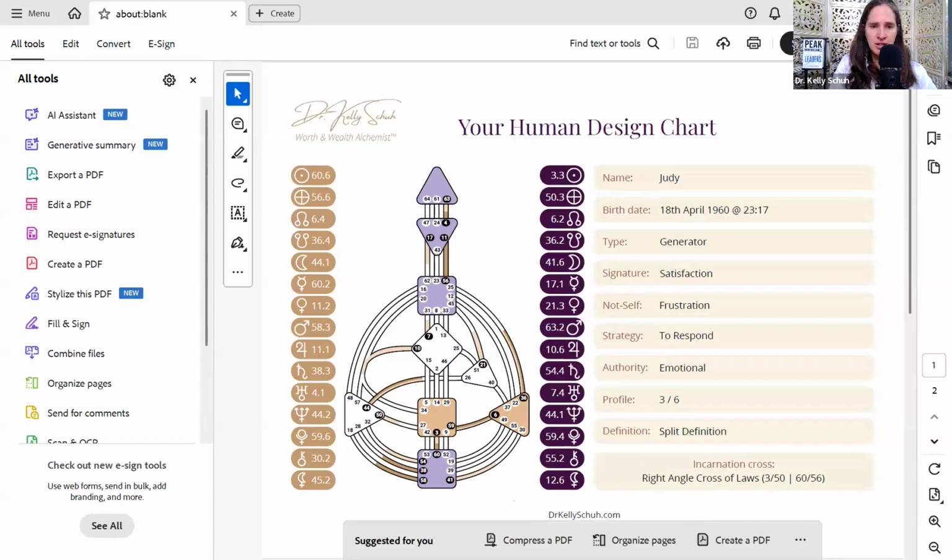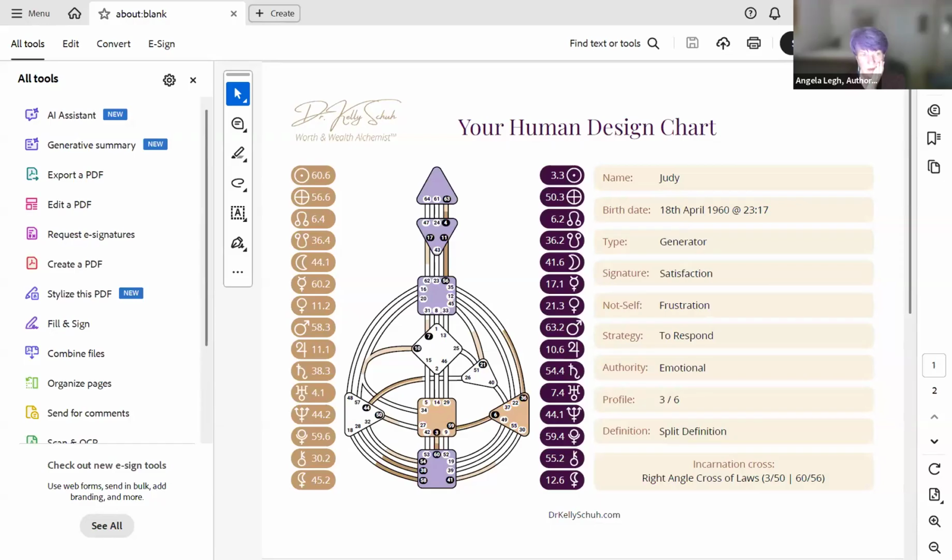Can you all see my cursor as I move it? Okay, cool. You're going to see here it says 3 and then 50. On Judy's chart, there's her 3 in your sun position. This is your personality side. That's where the first number comes from, and the second number comes from here, the earth. Those are always your first two numbers in the incarnation cross. Then your second numbers, 60 and 56, are found from the sun position and the earth position on the design side. For Judy, the 60 comes from here, the sun in the design, and the 56 is here, the earth.